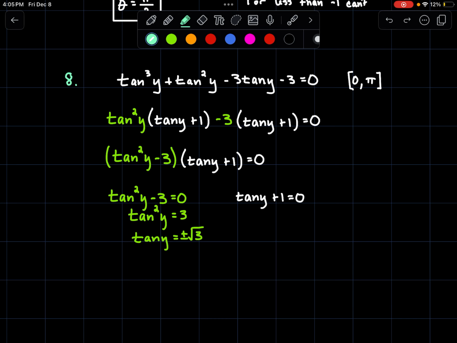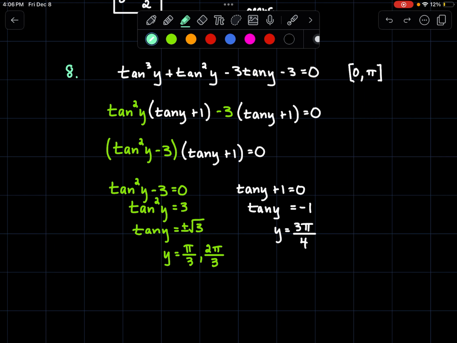So what tangent values or what radians do we have? A positive root 3 and a negative root 3 over that interval of 0 to pi. Now that interval there would be the first and the second quadrant. We get pi over 3 and 2 pi over 3. Going to our other factor, we want to subtract 1 over. And again, go back to our first quadrant and second quadrant and see, do I have any radians that have a tangent value of negative 1? And that would be at 3 pi over 4.